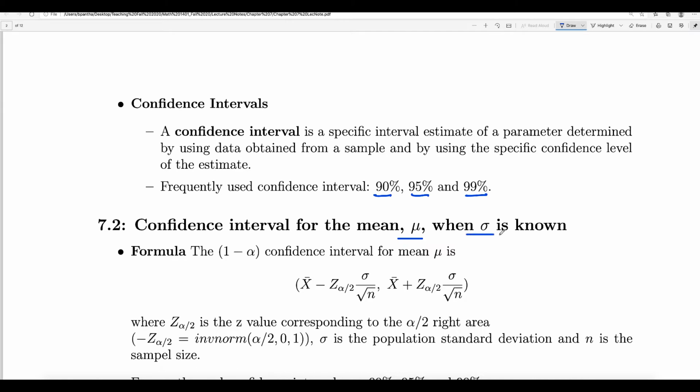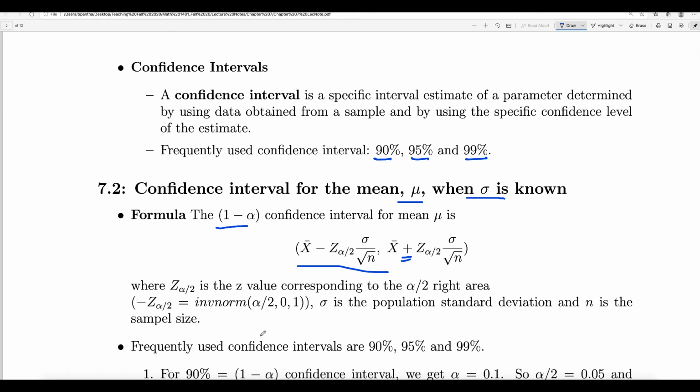Okay, when sigma, the population standard deviation, is known, this is the formula we use. If the population standard deviation is not known, we use a slightly different formula. The formula for the 1 minus alpha confidence interval for mean mu is x bar, the sample mean, minus g alpha half times sigma, the population standard deviation, over root n, where n is the sample size, and then exactly the same thing with a plus sign in the middle.